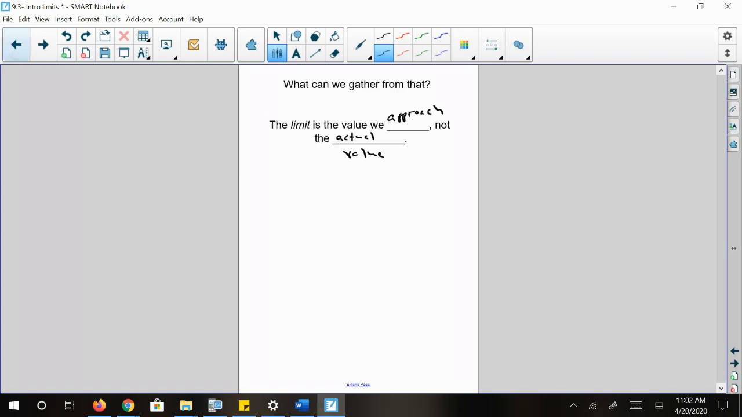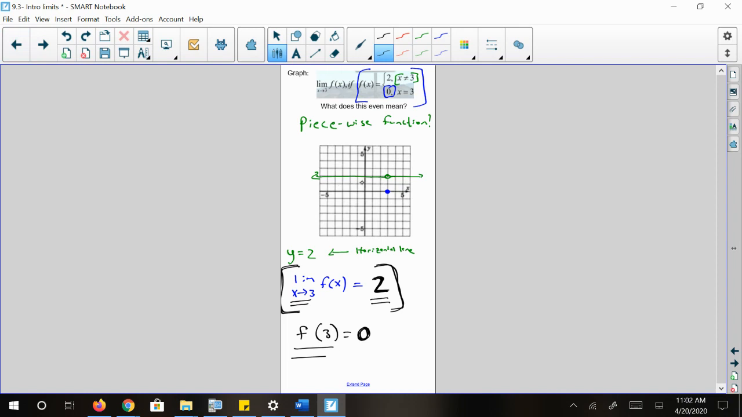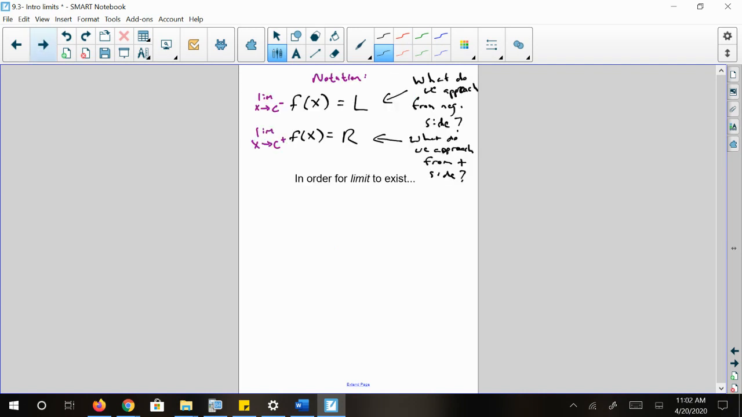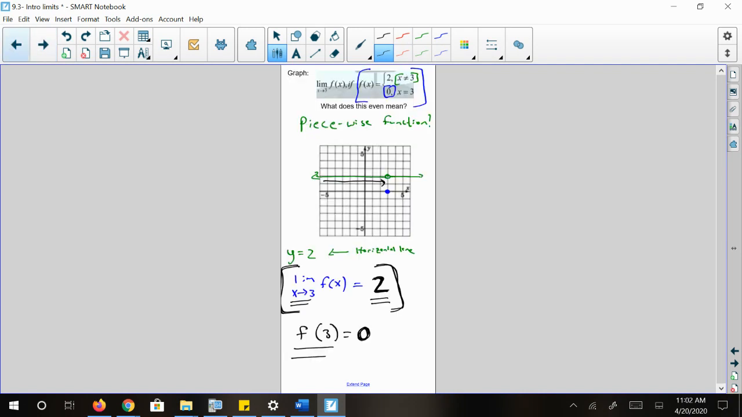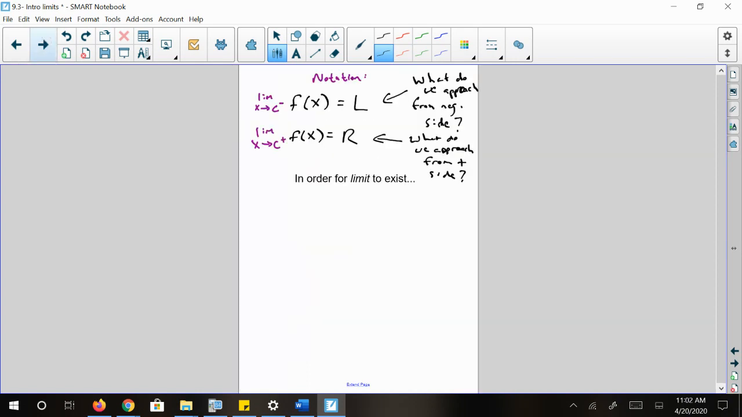Okay, in other words, if we're approaching from the negative side, if we go back and look at this example, the negative side of x equals 3 would be all values that are less than 3. So we're trying to figure out what's happening in this direction. And then if we were doing the limit as x approaches c from the positive side, well, that means we're coming in the other direction from values that are larger than 3 as we approach 3.